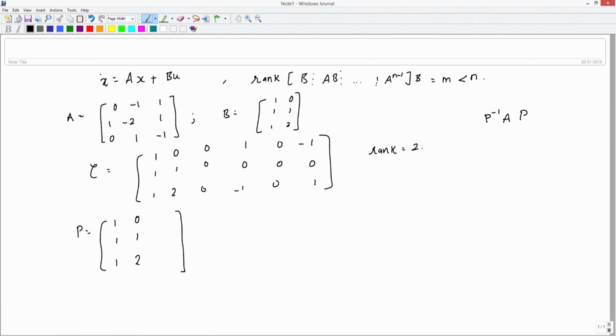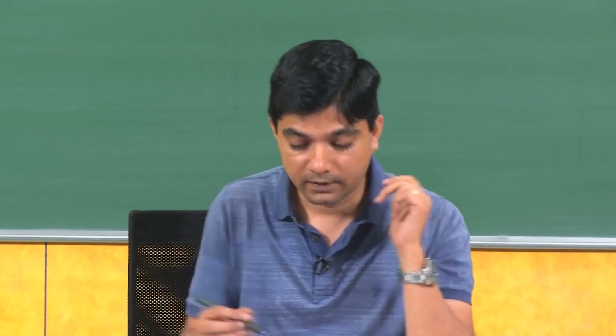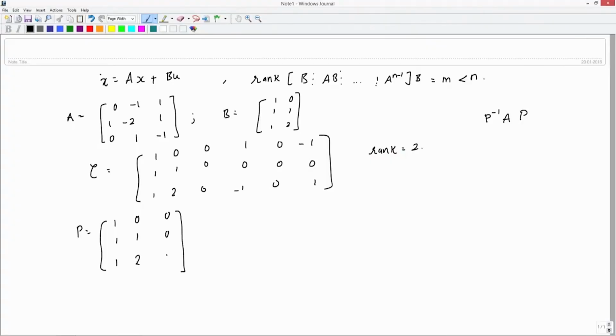Now, can I add another column here such that the rank of this P is 3? I am giving you two independent vectors in R3, and I am asking you to construct something else which is again independent of the first two. A simple choice would be something like this. Now, this P is an invertible matrix, so I can always do this transformation. So what will the new A tilde be? A tilde, computed as P inverse AP, would turn out to be something like this: [0, 1, 1; 0, -1, 0; 0, 0, -2].